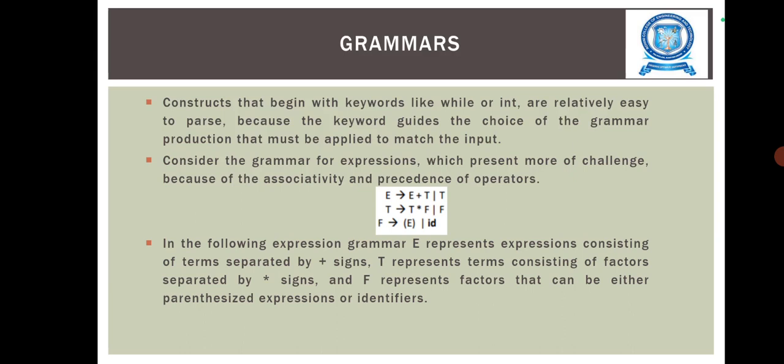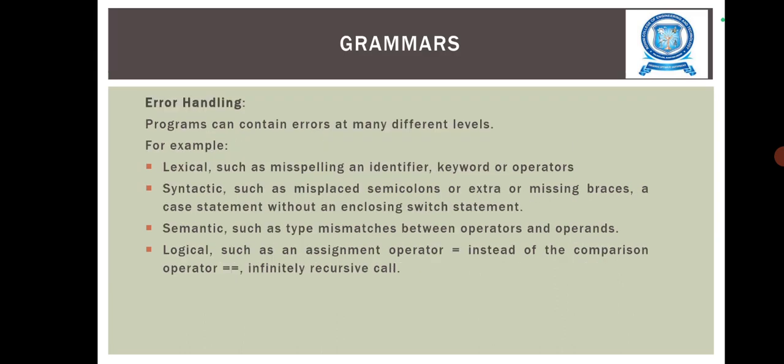In the following grammar, E represents expressions consisting of terms separated by plus sign. T represents terms consisting of factors separated by multiplication sign, and F represents factors that can be either parenthesized expressions or identifiers. Error handling: programs can contain errors at many different levels.